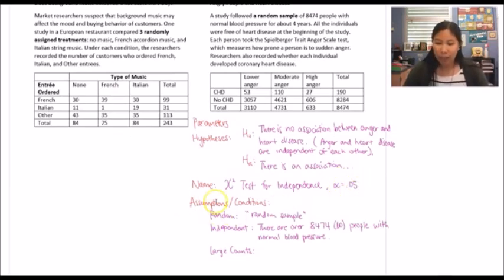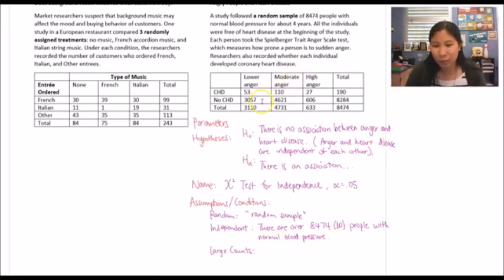alpha equals 0.05. Assumptions and conditions, this is the same as what we normally do. So we have a random sample in this problem. It was given to us. Independence here, because this study was not an experiment, they didn't impose any sort of randomized or randomly assigned treatments, then we can't use random assignment as our random and independence check. But our population that we're dealing with here is people with normal blood pressure. So our sample size was 8,474, so this has to be less than 10% of the total amount of people with normal blood pressure.